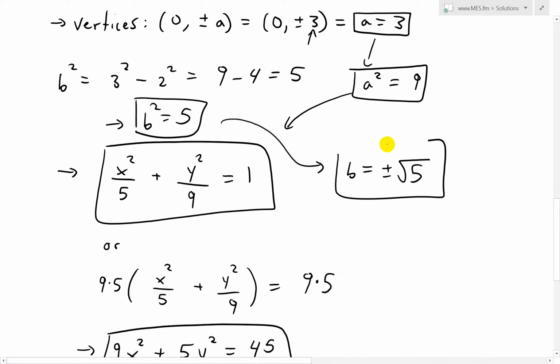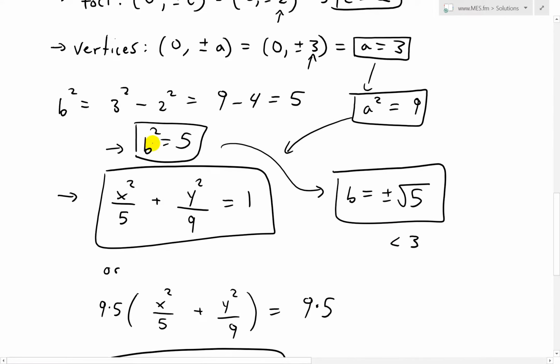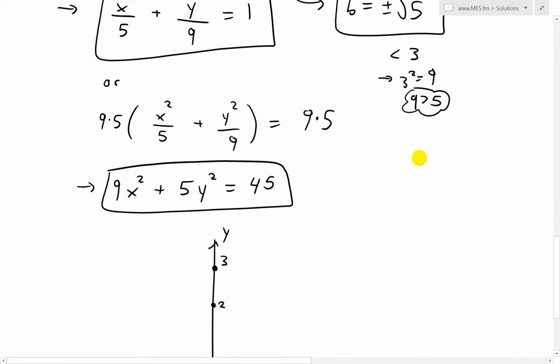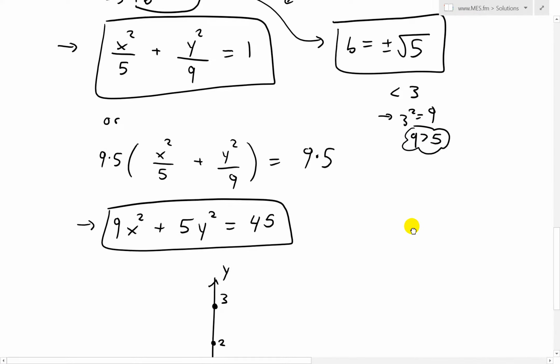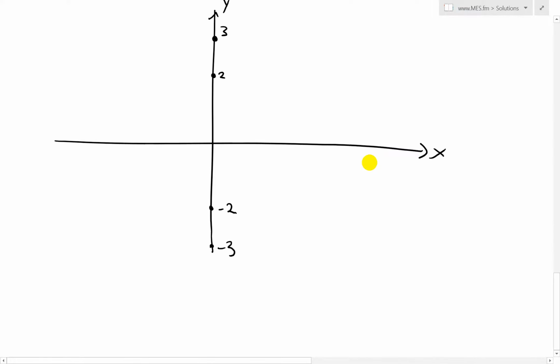I'll just circle this one right here. Now square root 5 is less than 3, because 3 squared equals 9, versus square root 5 squared is just 5. Like that, 9 is greater than 5 here. And the reason we're doing that is just so that we know what kind of shape it is. So that's going to be in between 2 and 3, because 2 squared is 4, and 3 squared is 9, so somewhere there.